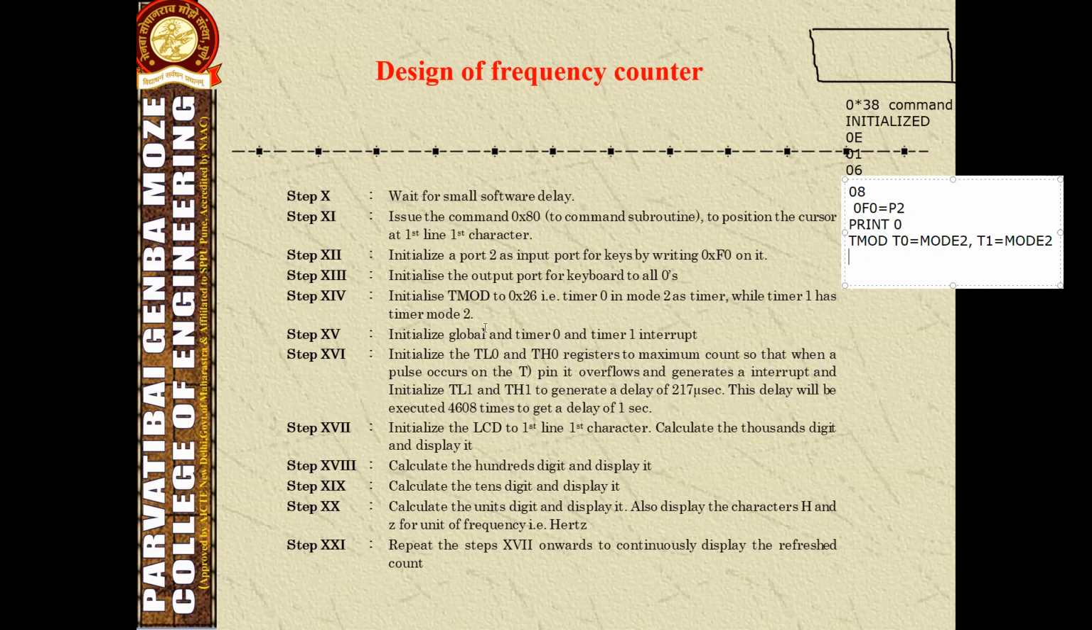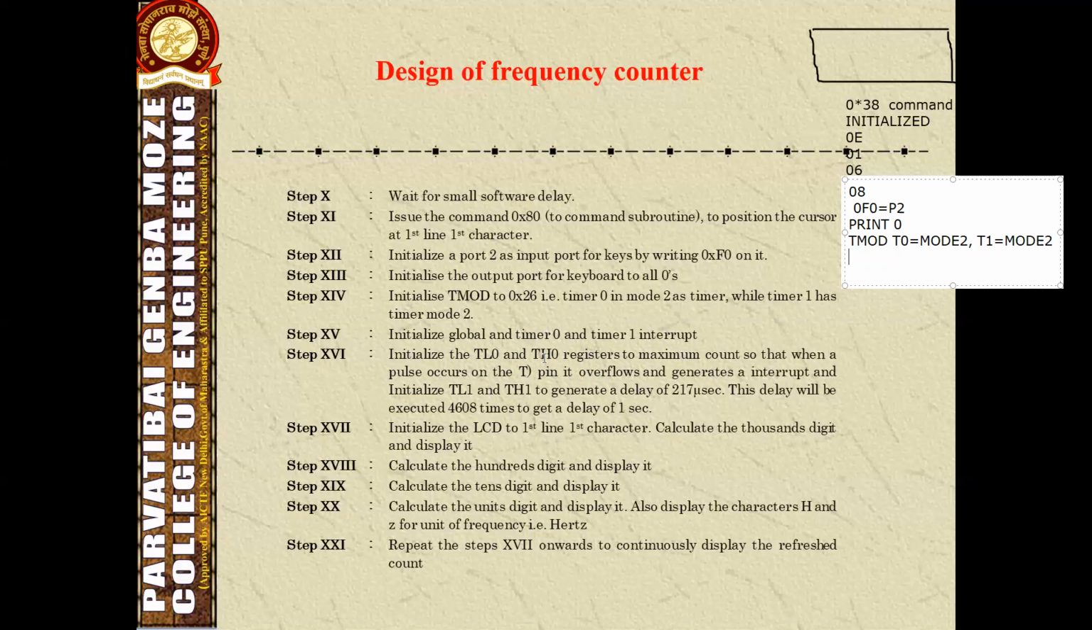So what will happen here? There are two timers here. Each timer has a lower byte and an upper byte. Those are registers, TL0 and TH0. We have to set the maximum count for when pulses occur on these T pins. Whenever the count occurs on the T pin, we set it for the maximum so that it overflows and generates an interrupt.